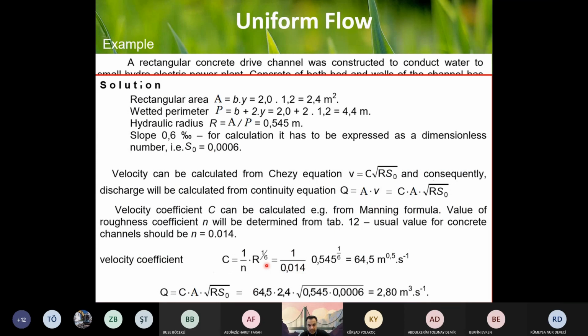Therefore, I have my n, I have hydraulic radius already calculated from here. And this is a constant exponent I have here. Therefore, the coefficient of the Chezy should be 64.5, and it has its own dimension. And now you have C, you have A, you have R, you have S0. You can calculate discharge in this way. So the discharge of uniform flow in this canal equals 2.8 cubic meters per second.